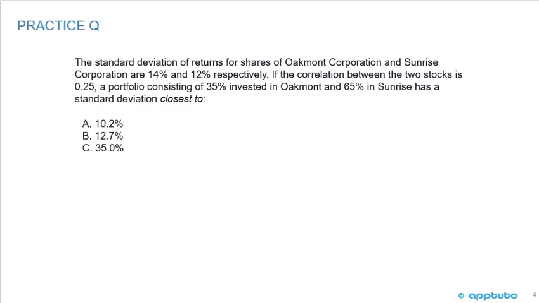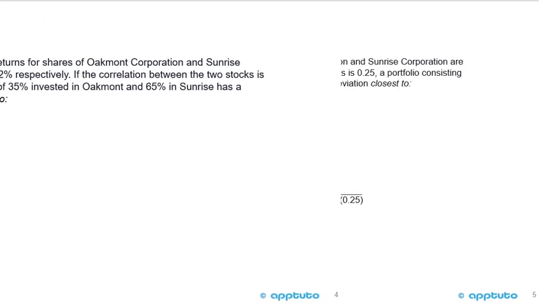The LOS does say calculate, so let's do a practice problem to check your understanding. The standard deviation of returns for shares of Oakmont Corporation and Sunrise Corporation are 14% and 12% respectively. If the correlation between the two stocks is 0.25, and a portfolio consists of 35% invested in Oakmont and 65% in Sunrise, it has a standard deviation closest to A, 10.2%, B, 12.7%, or C, 35%?